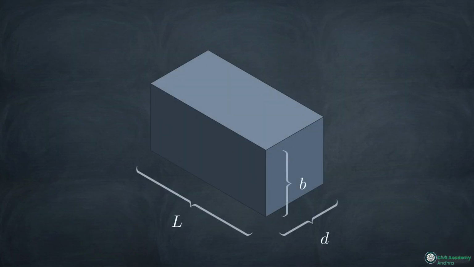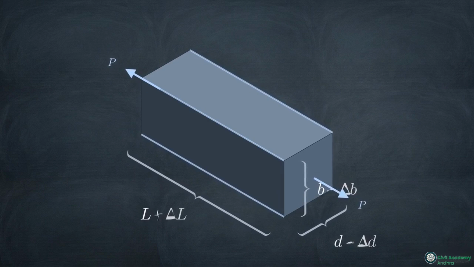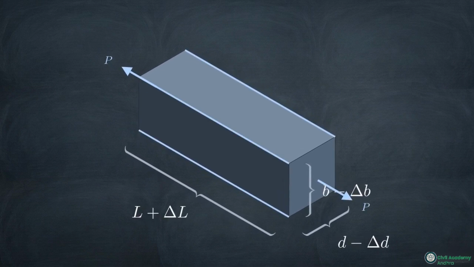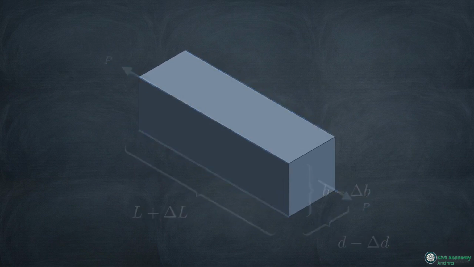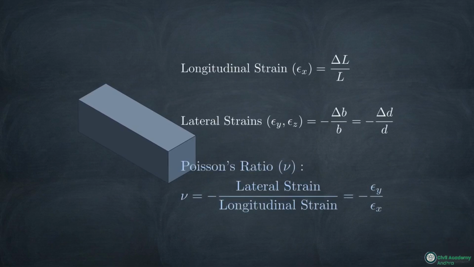We see this internal resistance on this 3D block. Under an axial tensile load, it undergoes normal strain, elongating along the primary axis. Simultaneously, it contracts along the y and z axes. This 1D pull triggers 3D geometric distortion, governed by Poisson's ratio.